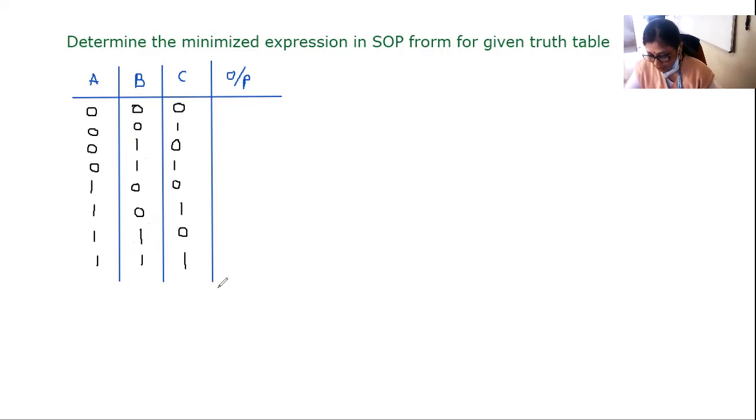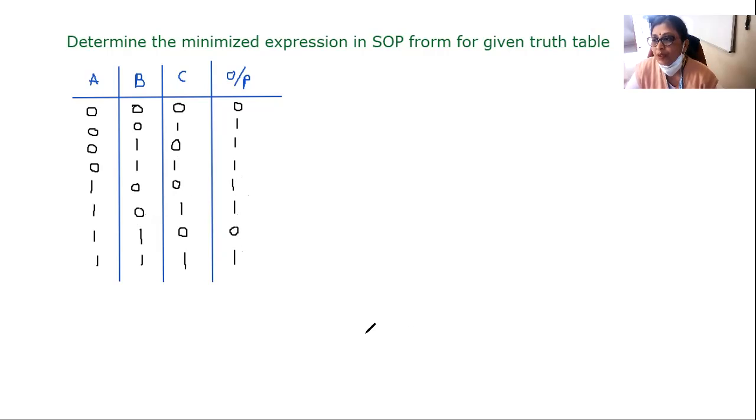Okay. Now let us see output for 0, 0, 0 is 0. Okay. For all remaining up to 5, there is 1. For 1, there is 1. For 2, there is 1. For 3, there is 1. For 4, there is 1. For 5 also, there is 1. And for 6, there is 0. And for 7, again, there is 1. So such a truth table is given to you.